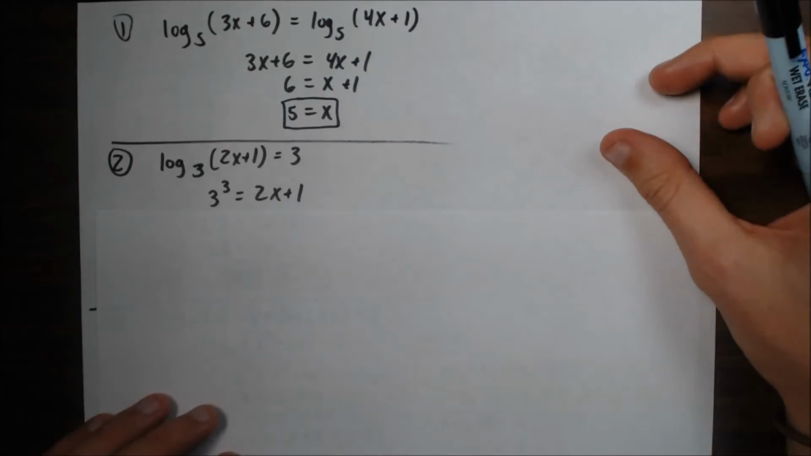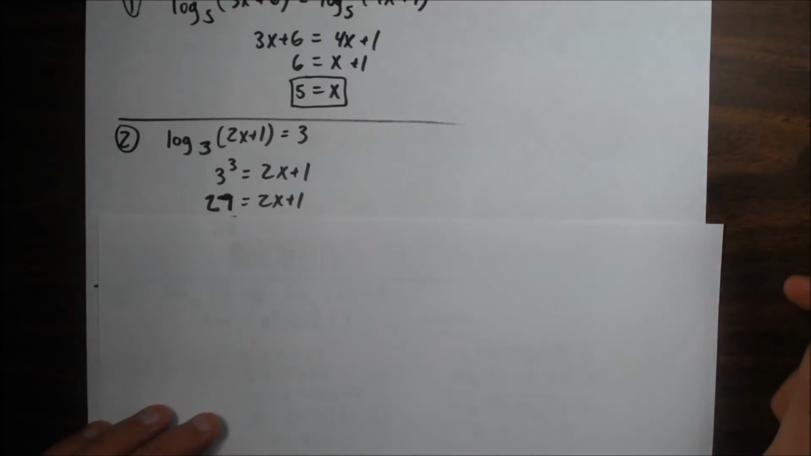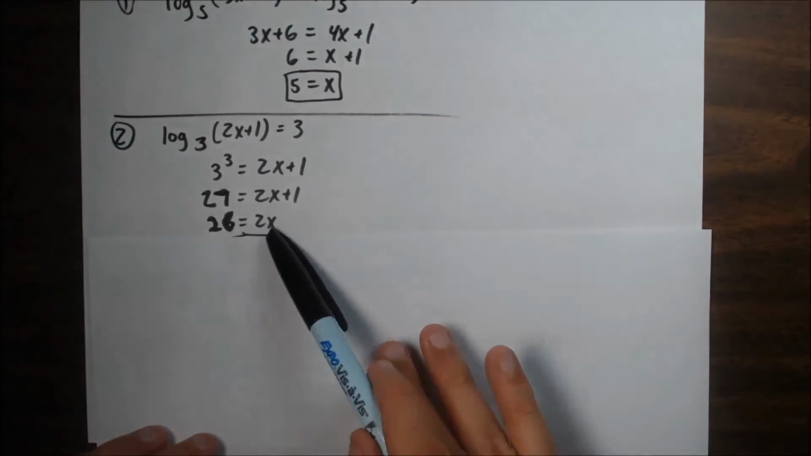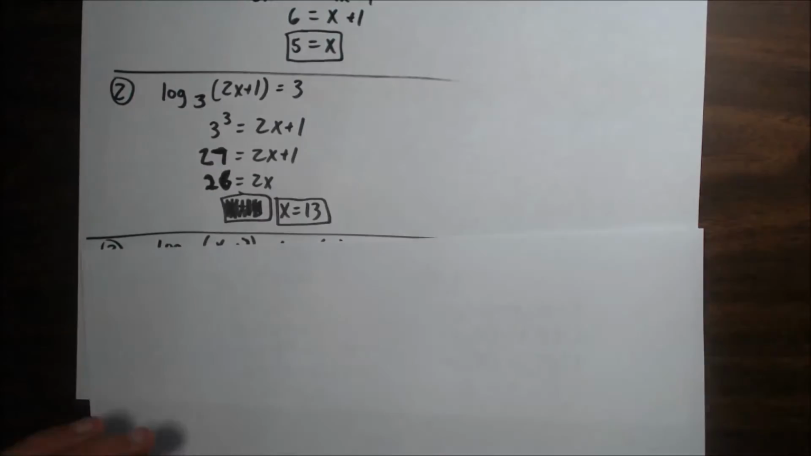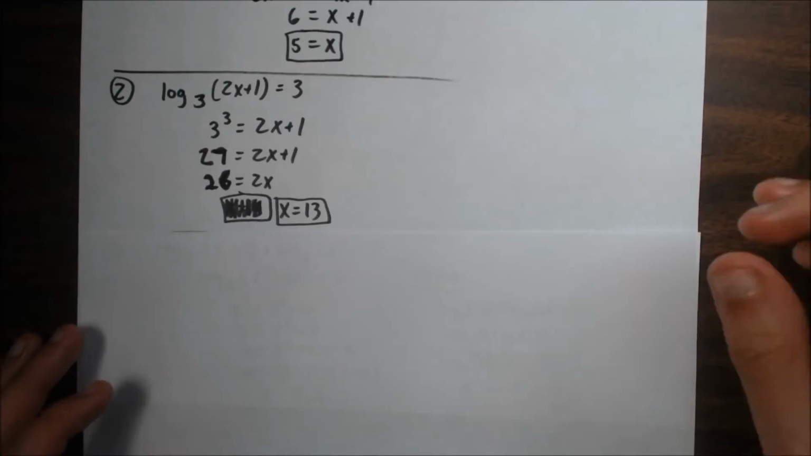Well, 3 to the third power is actually just 27. And so now I can solve this, again, like the linear equation that it is. So subtract 1 gives me 26, and 26 divided by 2 is 13. Problem with writing in marker is it's kind of hard to erase.